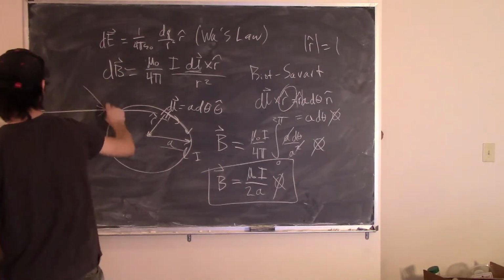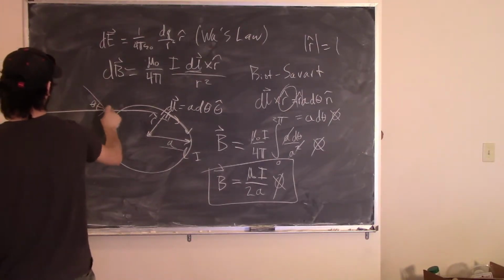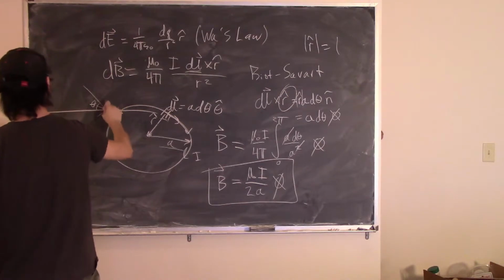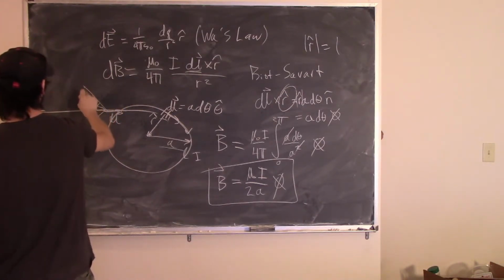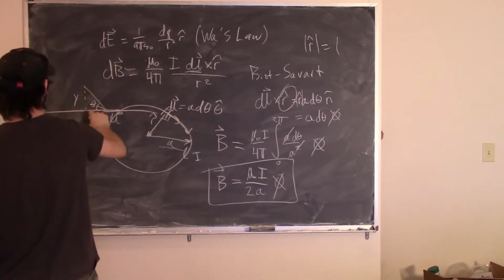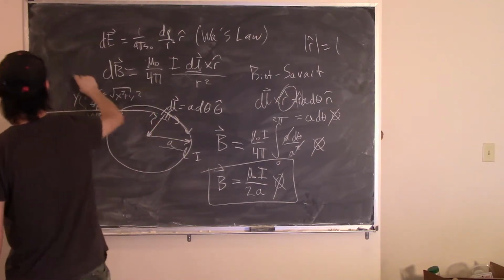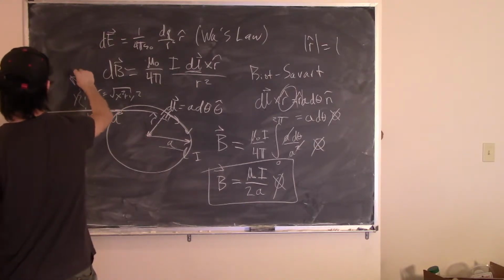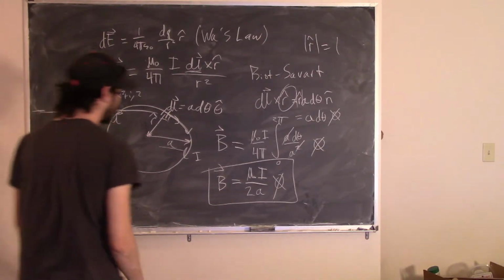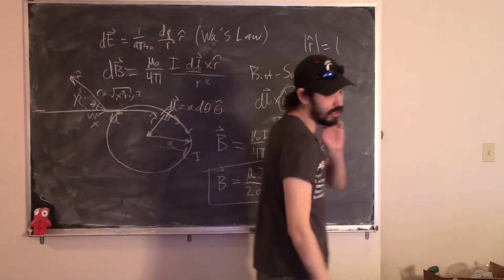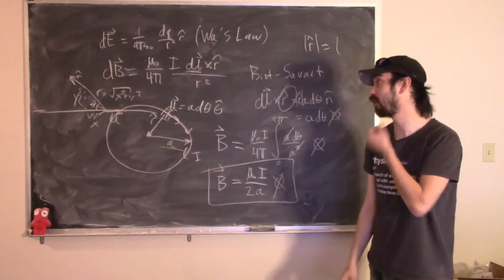And I used this, this is dl, this was what I called y, this is x, r is equal to the square root of x squared plus y squared, and then this is the unit vector r hat. And then when I integrated this, this goes from negative infinity to infinity.